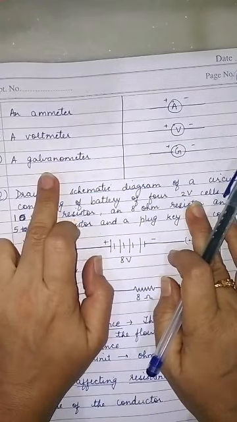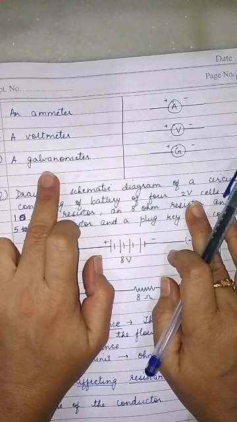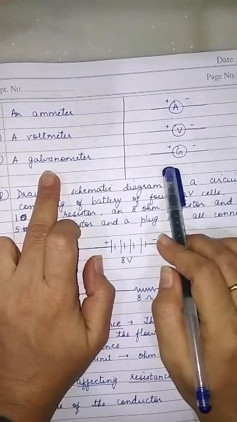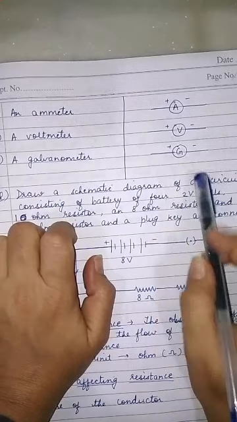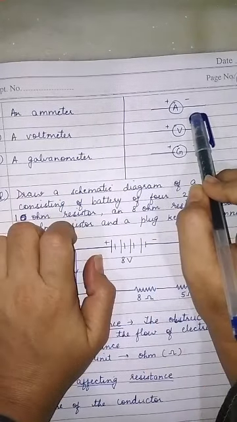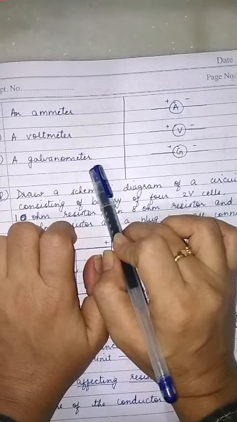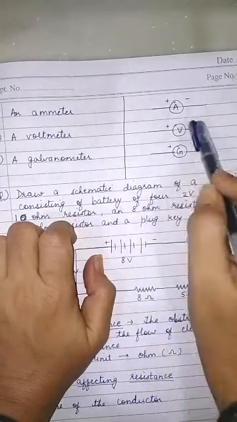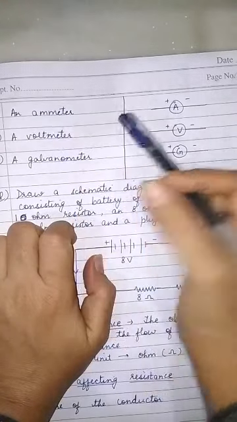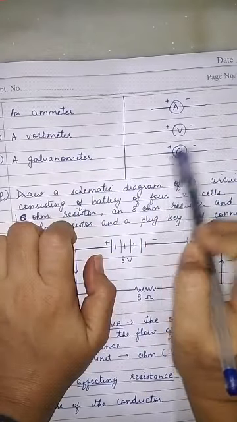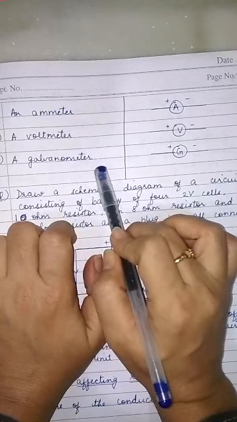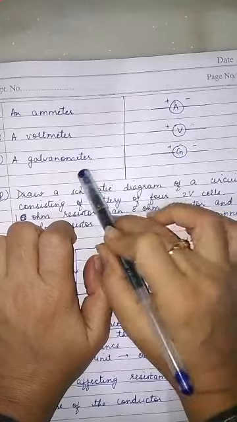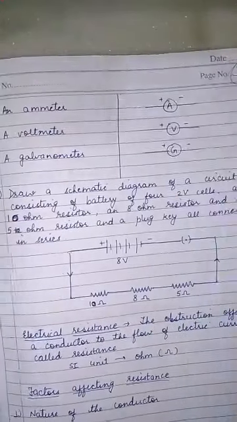Next is a galvanometer. A galvanometer is a device to check the presence of electric current in a circuit. We can also use an ammeter for this, but a galvanometer is used to show the slight presence of current which is not detected by the ammeter. If there is the slightest current in the circuit, we can detect it with the help of a galvanometer, and we can also find out the direction of the current.